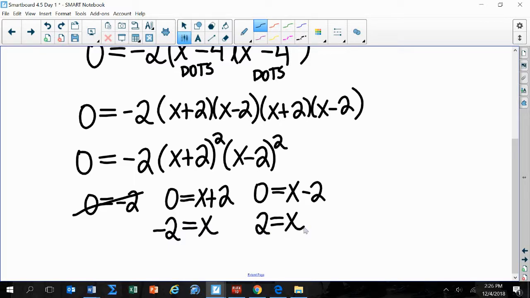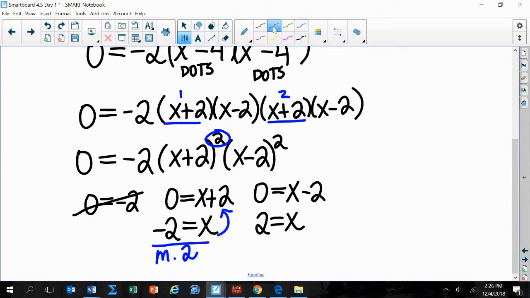Okay, so let's think about multiplicities. What is the multiplicity for x equals negative 2? Look back at the factor. I want to know how many times the factor x plus 2 appeared. The exponent says twice. See how I had x plus 2 here? That's once. And x plus 2 here? That's twice. Okay, so this is a multiplicity of 2.